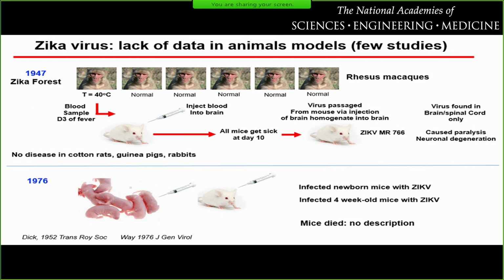And then the only other study that actually has been performed in mice was in 1976, at least that's published, and that is when another investigator took Zika virus as part of a series of a larger panel of viruses and was able to inject it into suckling mice, and then show that you could also inject 4-week-old mice into the brain. But in this case, mice got sick, and mice died, but there really was no pathologic description.